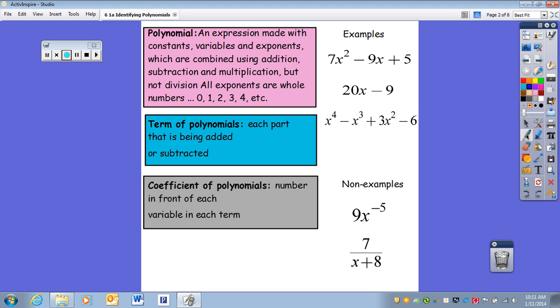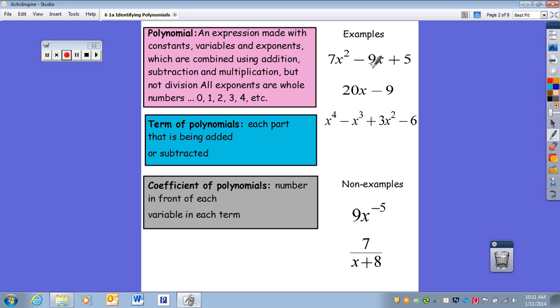Here is an example: 7x squared minus 9x plus 5, where we have constant terms. Remember, constant terms are any number because it does not change, it's constant, variables, and then we have exponents. So these are examples of polynomials, and they are joined by subtraction, addition, and also by multiplication, but they cannot be joined by division. Another example would be 20x minus 9. Another example, x to the fourth minus x cubed plus 3x squared minus 6.